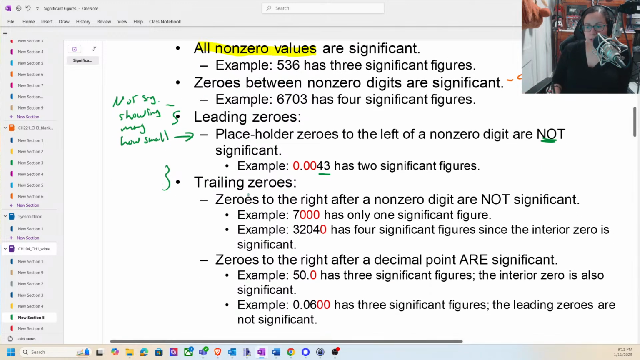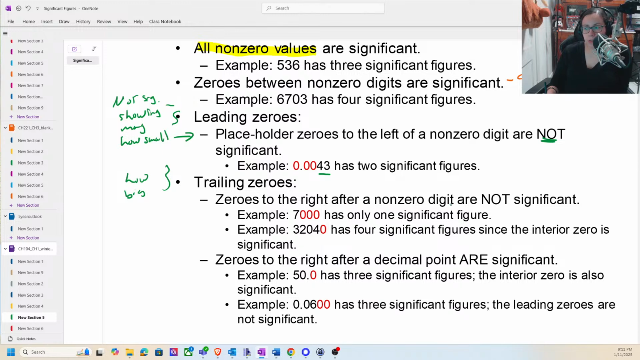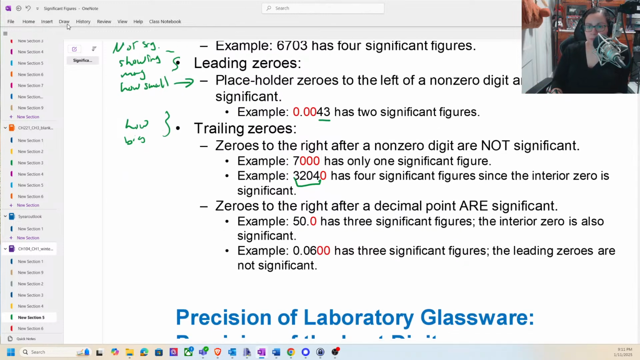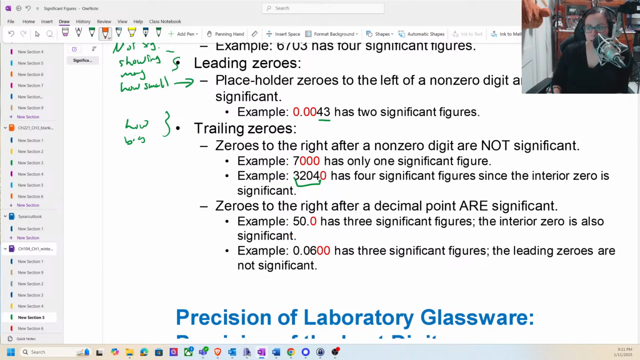For our trailing zeros, notice how now this is showing how big. So again, both magnitude. Now it says zeros to the right after a non-zero digit are not significant. So in this case, 7,000 has only 1 sig fig. If we look at this next example, 32,040, this zero is captive, so it is significant, but then this last one here is showing magnitude. And then back to being significant.